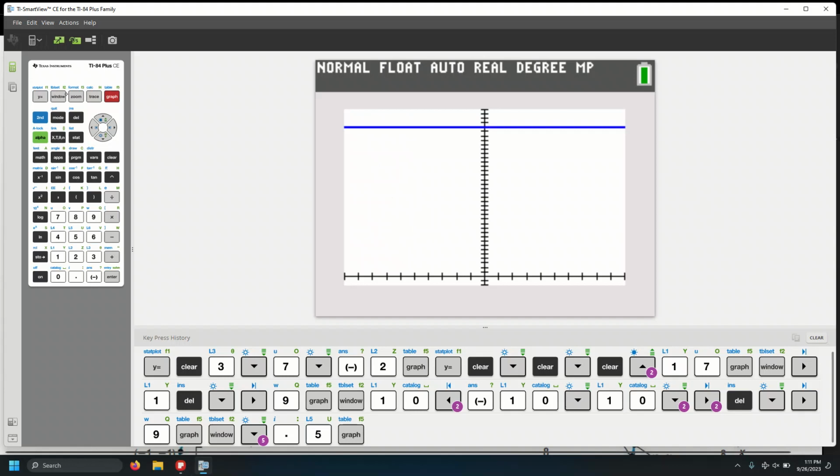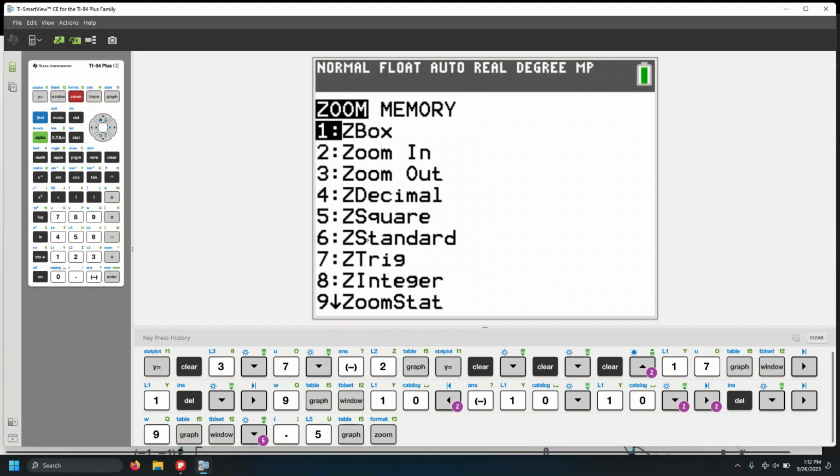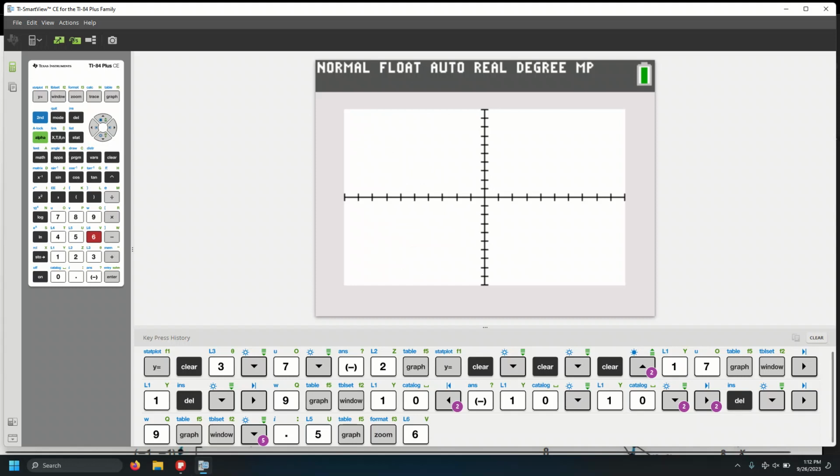Right? So those were a couple of examples on how to graph these horizontal lines and how to do some extra in case you want to see one outside the negative 10 to 10 window. Now, if you want to go back to the original window, click zoom and then click the number 6, which is ZStandard, and the standard is negative 10 to 10 in the x direction and negative 10 to positive 10 along the y-axis.